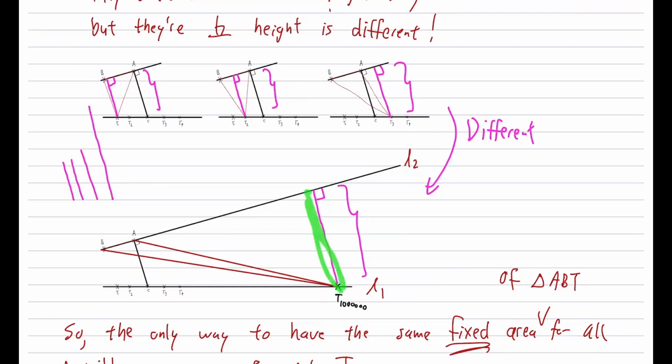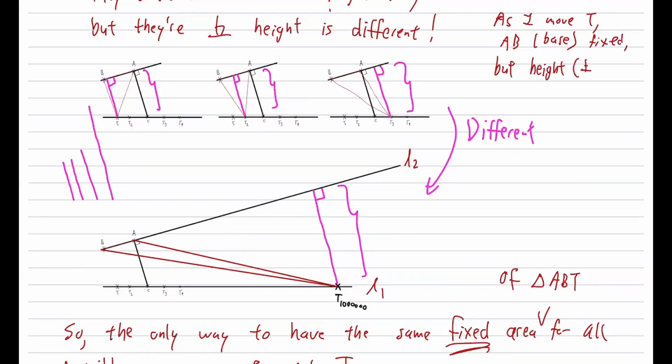Okay, yes. So basically, they are different when you move the T around. Why is the perpendicular height different? Oh, by the way, what our analysis tells us is that as I move T, AB, the base, is fixed, but the pink color perpendicular height is different.